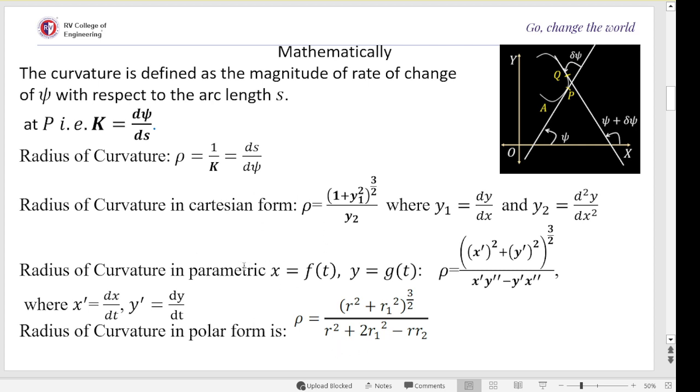Just remember this formula, students. This is the radius of curvature in Cartesian, polar and parametric form, which we use in problems.